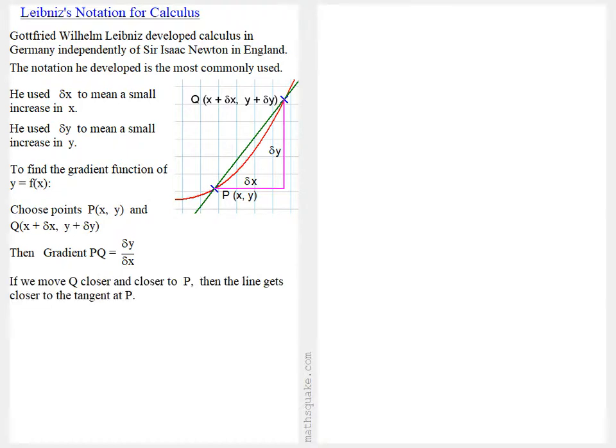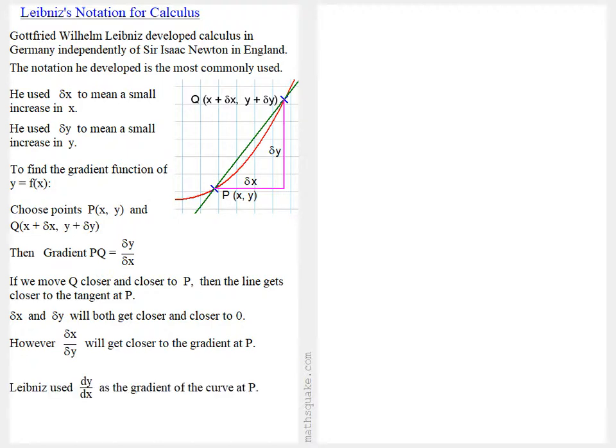Now, if we move the point Q closer and closer to P, then the line gets closer and closer to the tangent at P. Delta x and delta y will both get closer and closer to 0. However, the fraction delta y over delta x will remain large and will get closer and closer to the gradient at P. Leibniz used dy by dx as the gradient function. So dy by dx is the gradient of the curve at P.